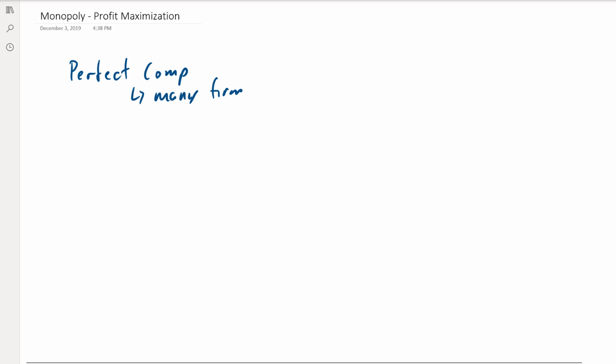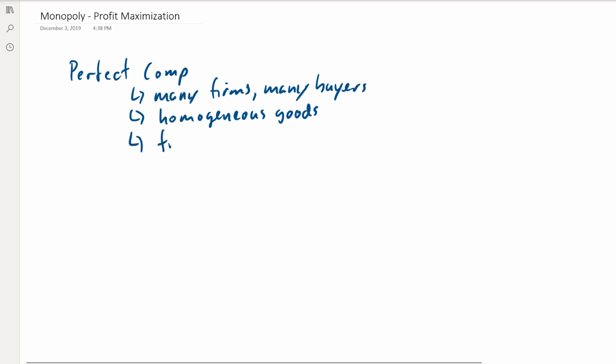So in this quick video, we're going to talk about what a monopoly diagram looks like and what profit maximization looks like for a monopoly. So don't forget the big difference between monopoly and perfect competition. In perfect competition, there were many firms, many buyers, homogeneous goods, meaning all the goods that all these different firms are selling are relatively the same. And then finally, free entry and exit. So firms could freely enter or exit the industry.